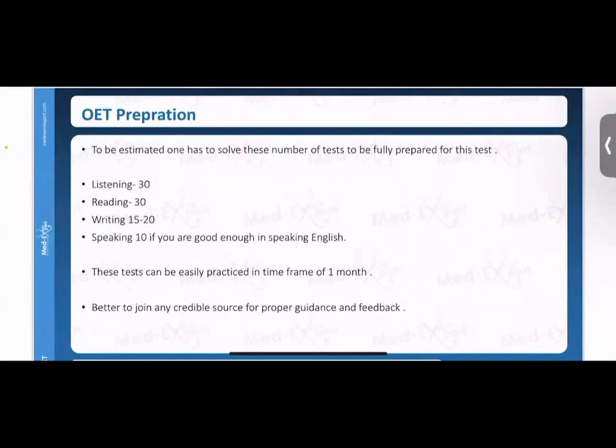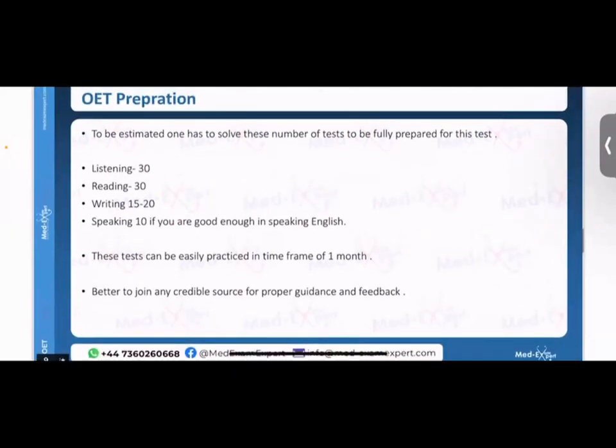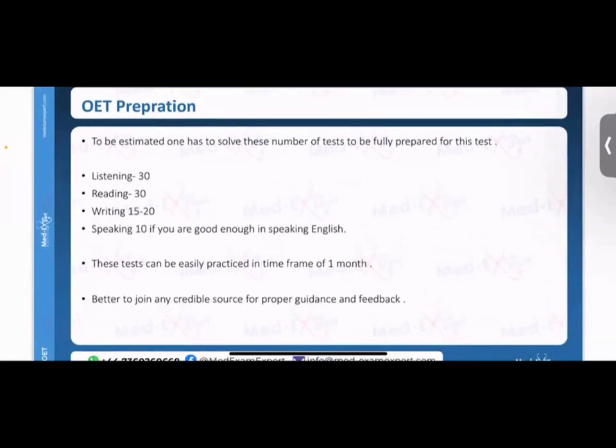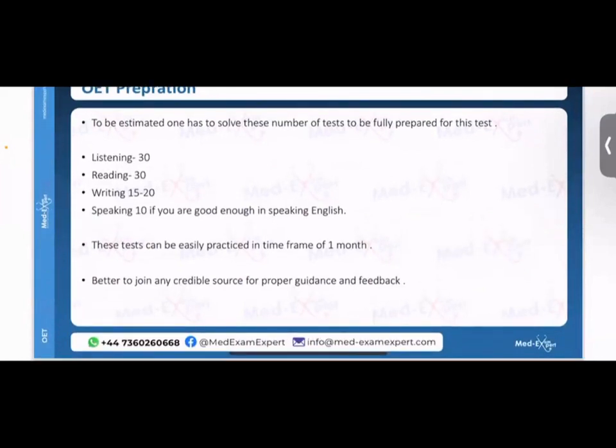So OET preparation is to be estimated. One has to solve a certain number of tests to be fully prepared for this test, because it is also a frequently asked question by a lot of aspirants: how many tests should we take before appearing in the real exam? On average, you must practice 30 listening tests, 30 reading tests, 15 to 20 letters, and 10 speaking, even if you are good enough in speaking English. This is the average, but still it varies from student to student. If you have practiced 30 listening tests, 30 reading tests, 15 to 20 letters, and 10 speaking role plays, then you are good to go. And I'm pretty sure that you can ace this exam.